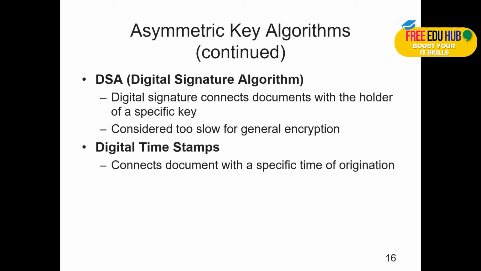Now we have DSA, the digital signature algorithm. A digital signature connects the documents with the holder of a specific key. It would convert the text to a ciphertext, and then there is a mathematical calculation of a file. It would combine them together to have a message digest, and that verifies the digital signature of a document. It is considered too slow for general encryption. A digital timestamp connects the documents with a specific time and origination.